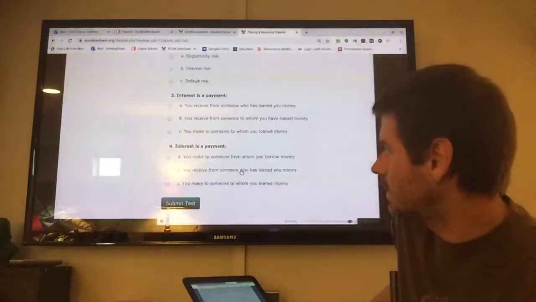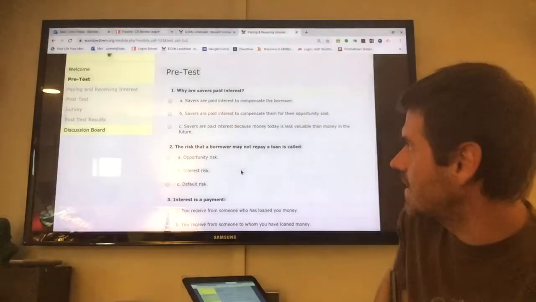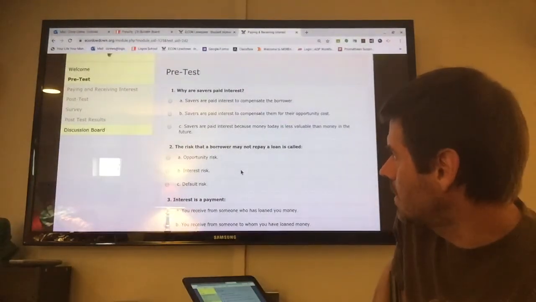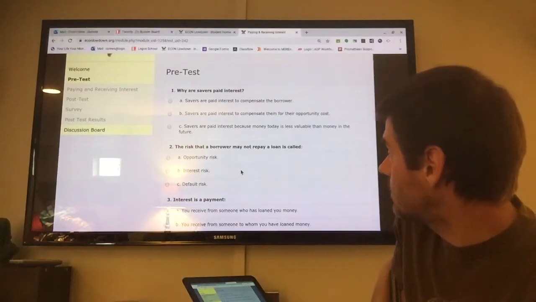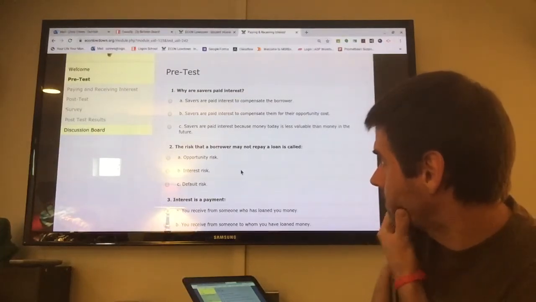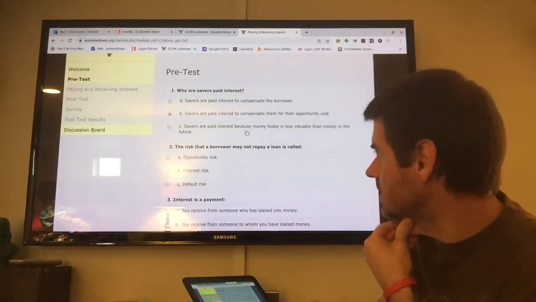And how many questions do we have on the pretest for this one? Only 4? Well, let's take a look at this. Number 1, why are savers paid interest? A, savers are paid interest to compensate the borrower. B, savers are paid interest to compensate them for their opportunity costs. C, savers are paid interest because money today is less valuable than money in the future. I think B. I'm going to guess B.